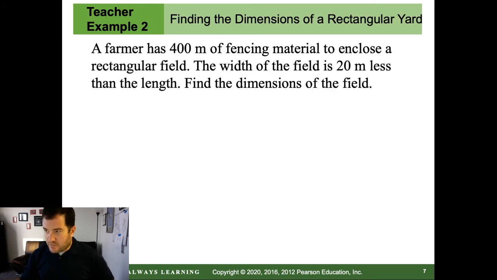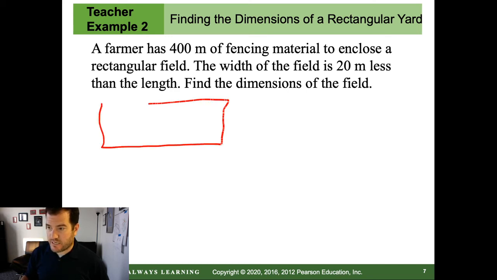Now, a farmer has 400 meters of fencing material to enclose a rectangular field. The width of the field is 20 meters less than the length. Find the dimensions of the field. So again, I need my box. I know that the width is 20 meters less than the length, but I don't know what the length is. So I'm going to call the length L.